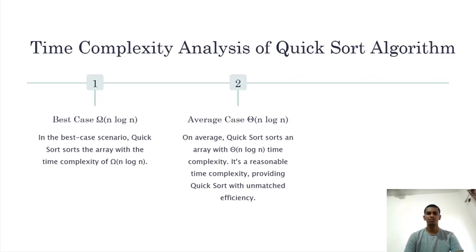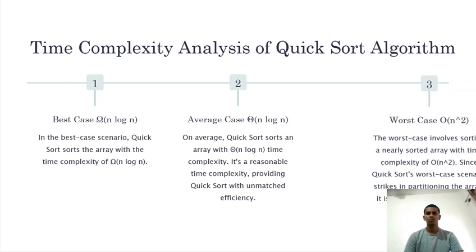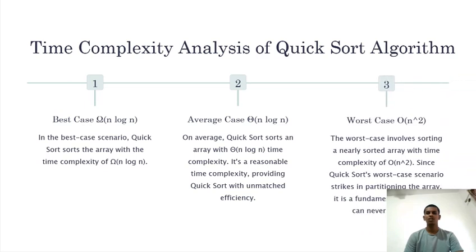Worst case, big O of n square. The worst case involves sorting a nearly sorted array with a time complexity of n square, since the worst case scenario strikes in partitioning the array.